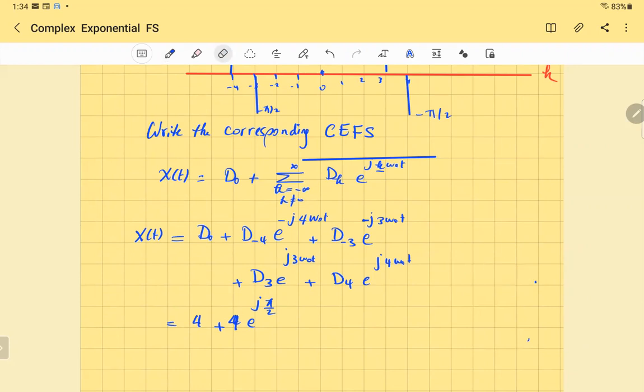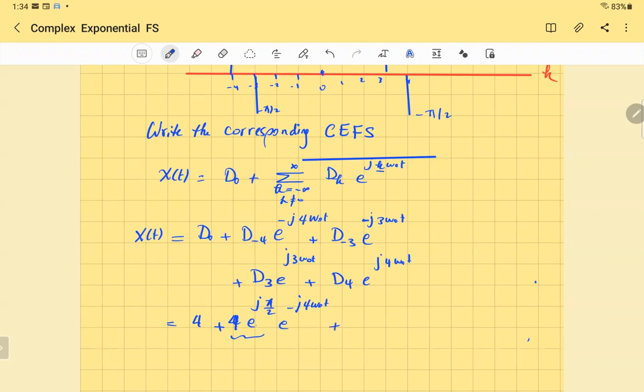Now what I did, I expressed D minus 4 with its magnitude and angle. And then don't forget e power minus j 4 omega naught t. That's how I finished D minus 4 e power minus j.